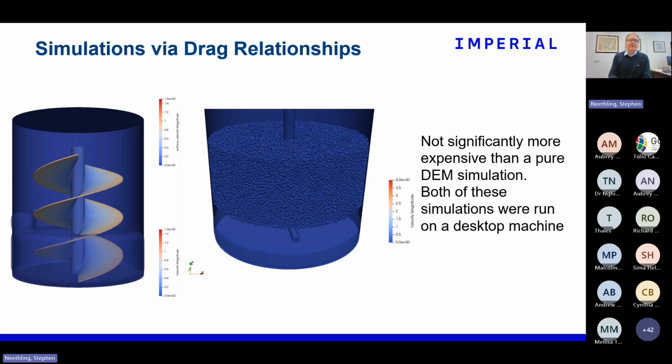So these are showing the simulations using the simple drag relationship, both for stirred mills. And here the advantage is these are comparatively cheap computationally. Both these simulations were run on a desktop machine, so you can do them at pretty low cost. Two different ways of stirring your media, but all relatively low cost simulations.